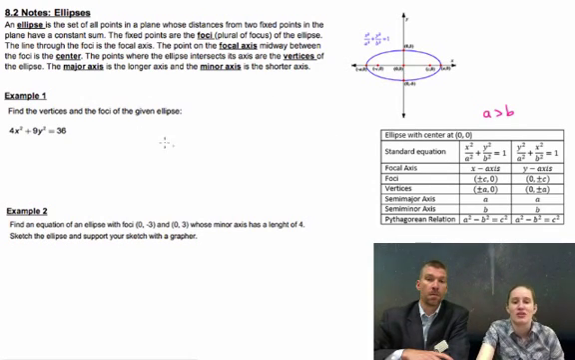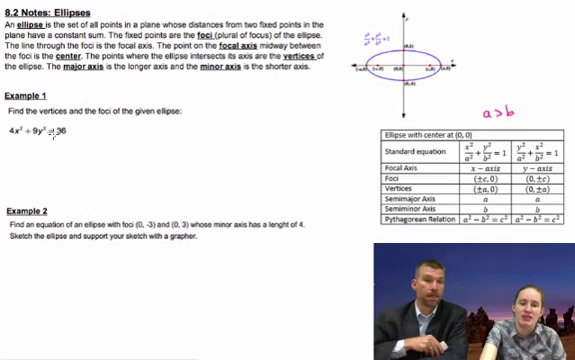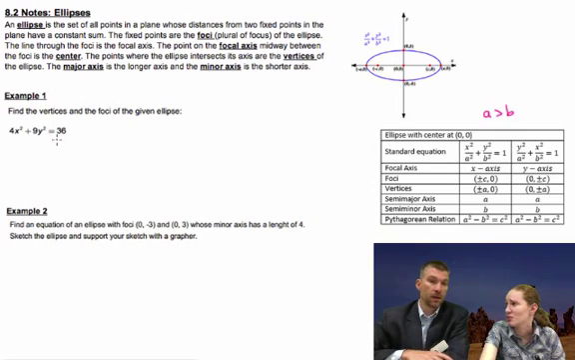All right, so for example one, let's find the vertices and the foci of the given ellipse. First off, please notice that for an ellipse, you have to equal 1. That would be standard form. So how do I change a 36 to a 1? You divide by 36. So if we divide one thing by 36, we have to do it to everything.